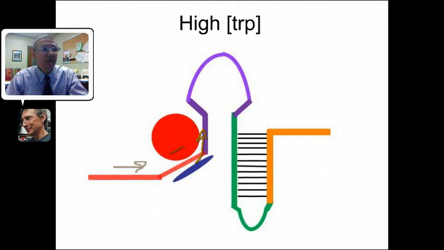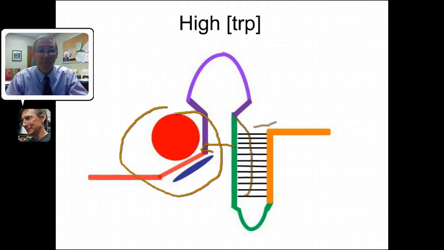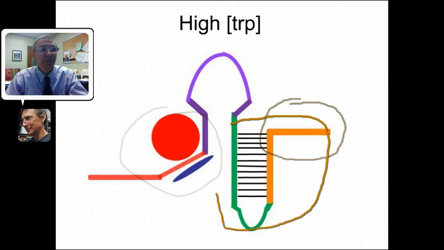Well, once it gets into region 2, meanwhile, RNA polymerase is synthesizing stuff out here, where RNA polymerase makes region 3. But region 3 is unable to pair with region 2 because the ribosome is in the way. So region 3 is sitting around. Meanwhile, RNA polymerase makes region 4. Well, region 3 is available here because it couldn't pair with region 2. 3 and 4 pair, and when they pair together, that makes an intrinsic terminator.